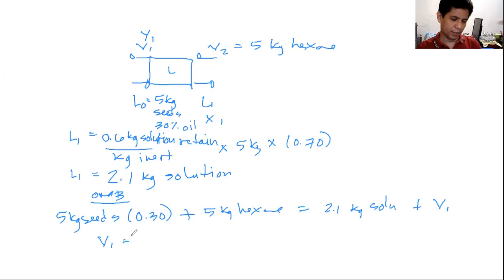So, we have 4.4 kilogram. Okay? So, meron na tayong L1 at saka B1. Ang tinatanong kasi dito ay ilang percentage ng oil yung na-extract. So, how are we going to solve that? You can solve that by finding B1, Y1. When you divide the product of B1 and Y1 with the total oil that enters, the initial oil that enters, 30% of 5 kilogram, you're going to get the percentage of oil extracted.